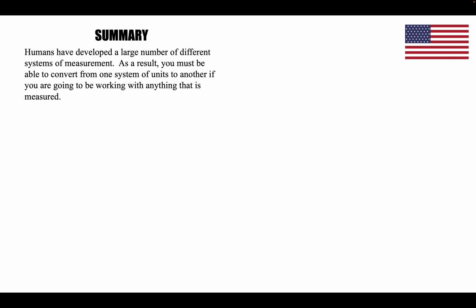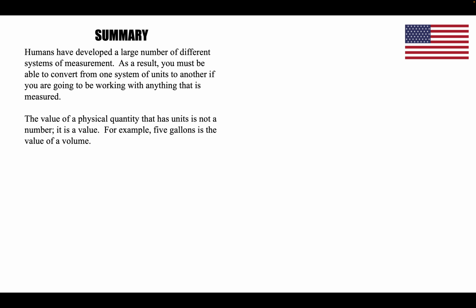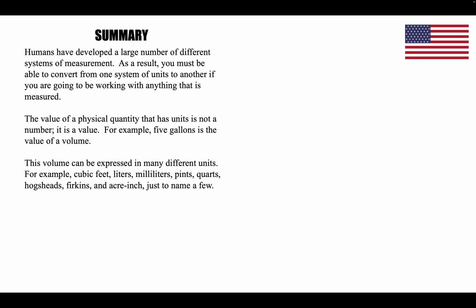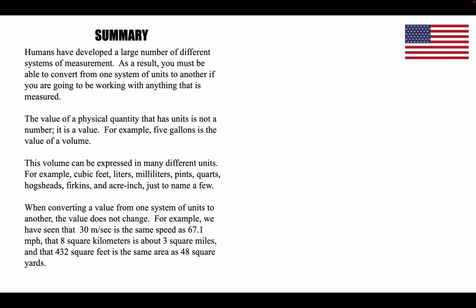So here's a summary of the unit conversion part. We have developed a large number of different systems of units, and you're going to have to know how to convert one to another. So when you have a physical quantity, it's not just a number. 5 gallons is a volume. 30 meters per second is a speed. When you have a volume, a speed, whatever, you can express that value in many different systems of units.